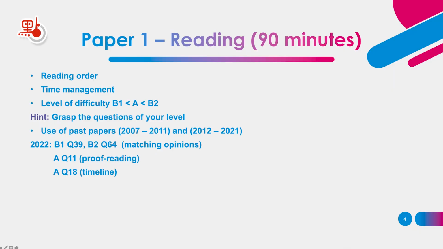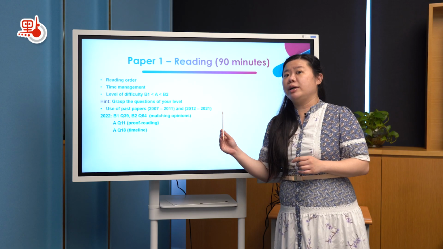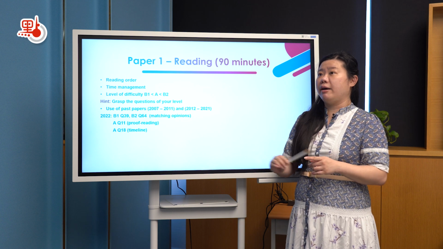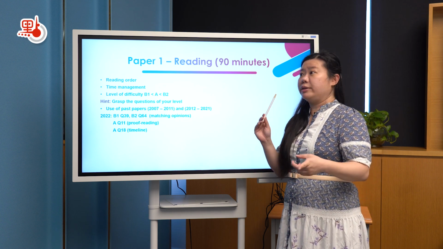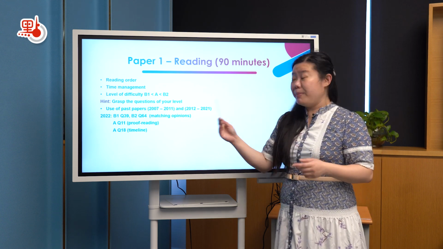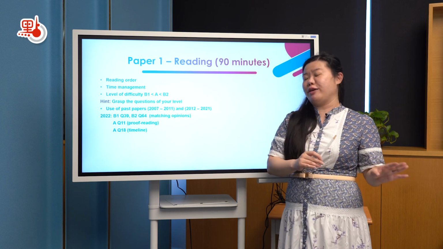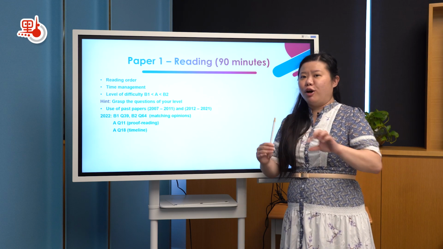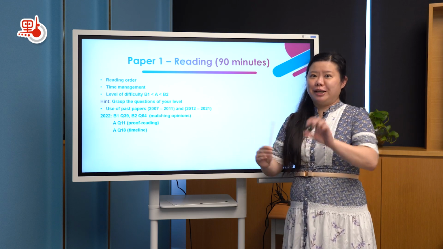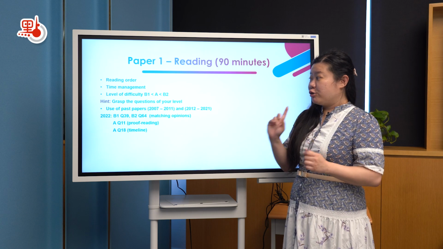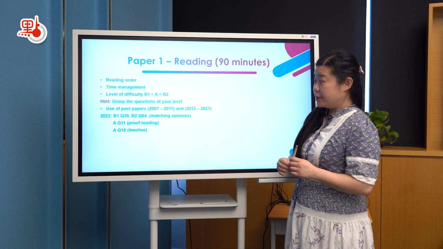So for example, in 2022, in part B1, question 39, and B2, question 64, they're matching options. Those are easy questions. It's one of the question types I mentioned just now, other than the true, false, not given questions. These matching questions are fairly simple in comparison to the other questions where you have to write long answers. I know you don't like writing long answers, but try matching options.